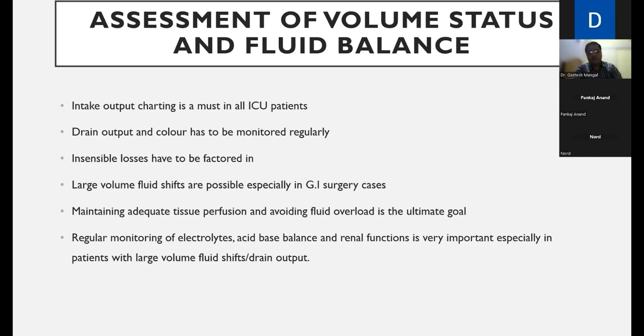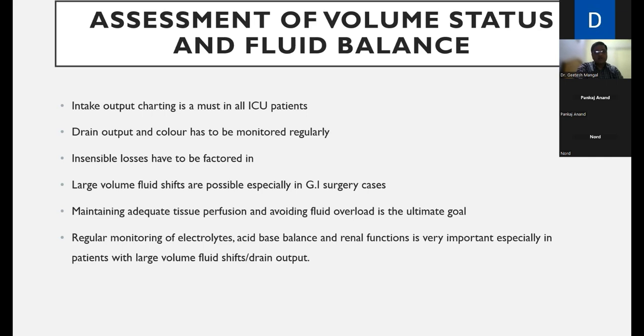Now, coming on to the assessment of the volume status and the fluid balance, which is very important in these ICU patients. As we routinely see in ICU, the multipara monitor is there. All the vital parameters are shown on the monitors, which include heart rate, blood pressure, respiratory rate, and temperature. The pulse oximeter shows us the SpO2, the oxygen saturation. All these are continuously monitored in all the patients. Intake output charting has to be done by the nurses in all the ICU patients, and it has to be done hourly.